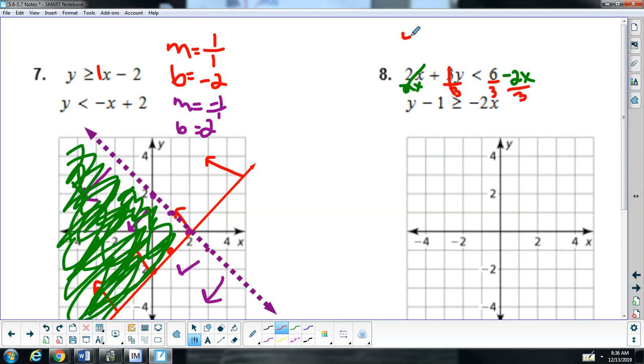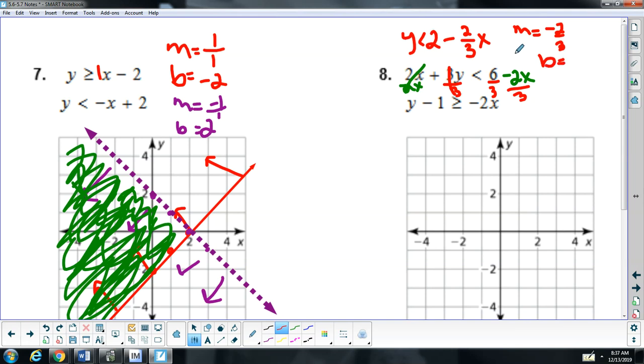So we get y is less than 6 divided by 3 would be a 2. Minus 2 divided by 3. 3 doesn't go in there evenly, and we can't make that a decimal, so we just leave it 2 over 3x. So now I can see my slope, which is the number attached to the x, is going to be this negative 2/3. And then my y-intercept, my b value, is the number without the x, which is just the 2.